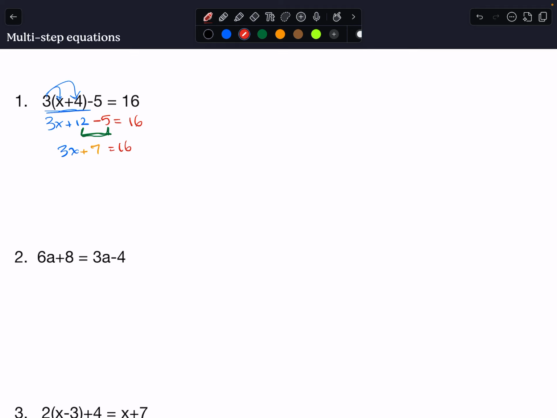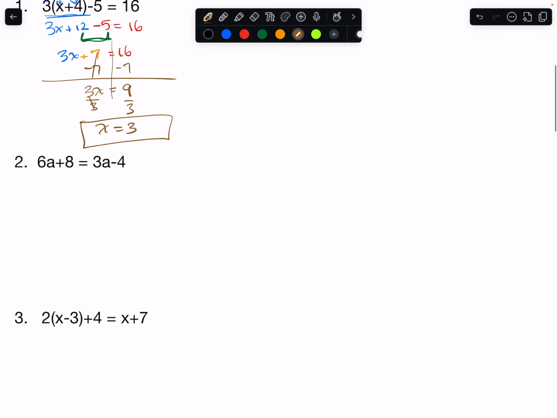Now it's much more simple for us to handle. So we do the same steps that we did in our previous videos. Minus a 7, minus a 7. And I know we did draw the line, so I'll just draw the line for the sake of it. The 7's cancel out. 3x here, equal sign. We have a 9. Divide by 3 on both sides. x equals 3. Good. Now we're going to work on our second question.